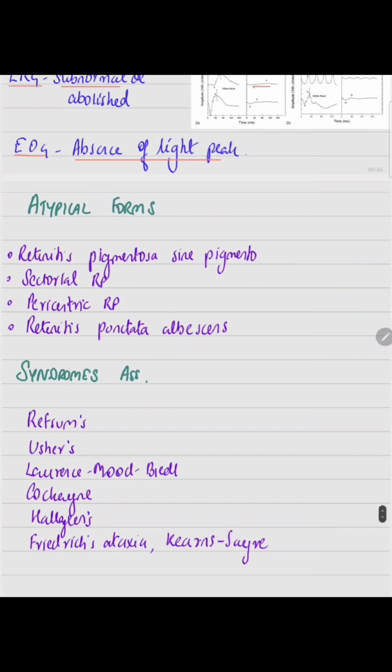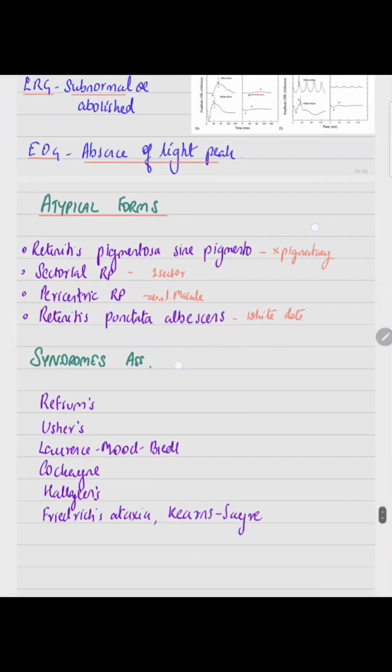Then there are atypical forms. Retinitis sine pigmento: all features of RP are present except visible pigmentary changes in the fundus. Sectoral RP is involvement of one sector of the retina. In pericentric RP, pigmentary changes are confined to an area immediately around the macula. Retinitis punctata albicans has innumerable discrete white dots scattered in the fundus instead of black corpuscles, and no pigmentary changes.